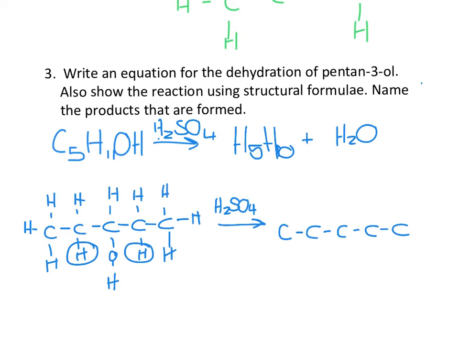I'm going to take off the one on the left. So in other words, I'm going to put my double bond there. So it becomes pentene. If you take it off on the other side, it's still pentene. Draw it out for yourself. You'll see it's the same thing.